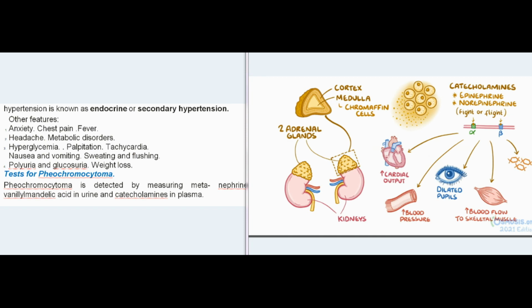Tests for pheochromocytoma. Pheochromocytoma is detected by measuring metanephrines and vanillylmandelic acid in urine and catecholamines in plasma.